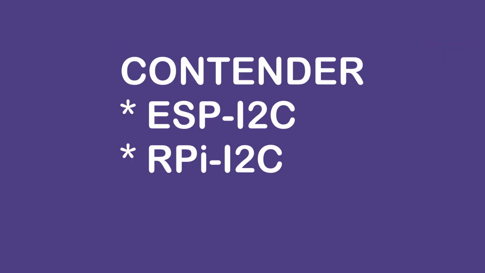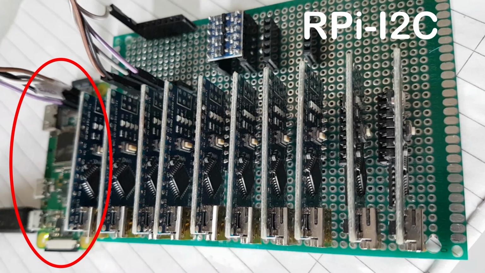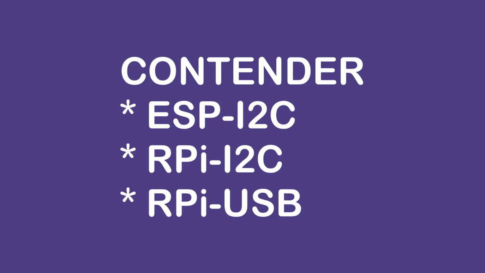The second contender is a Raspberry Pi as I2C master. I2C master here is not limited to Raspberry Pi 0W, it can be replaced with any other single board computer like Raspberry Pi 1, 2, 3, 4, Orange Pi, Banana Pi, just to name a few, as long as they have an I2C interface available. The third contender is Raspberry Pi as USB host.